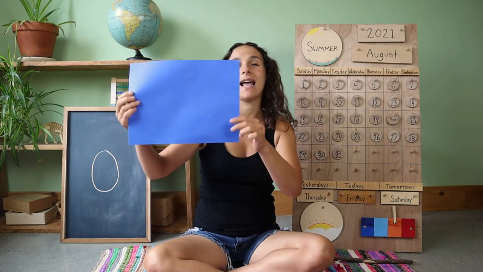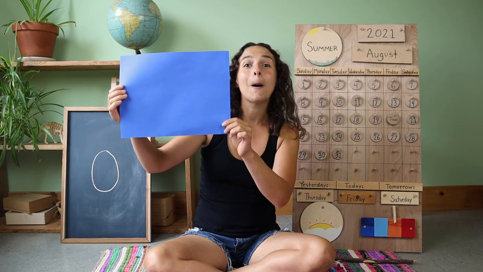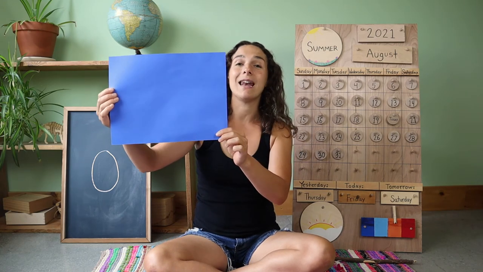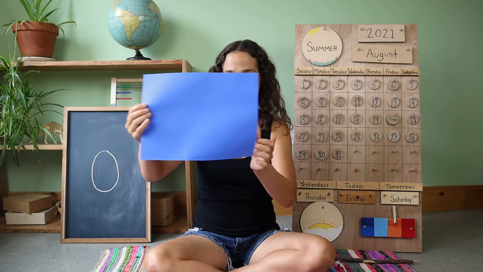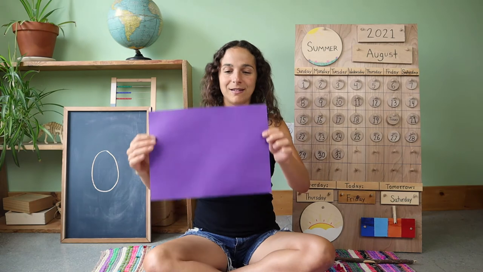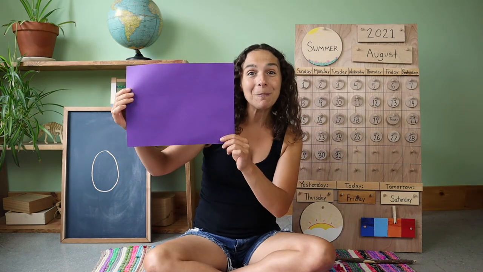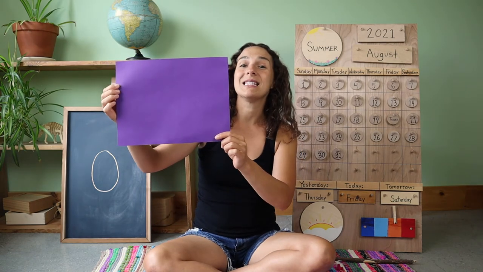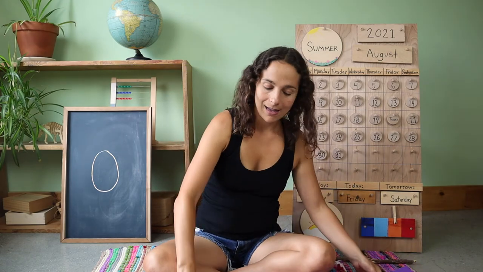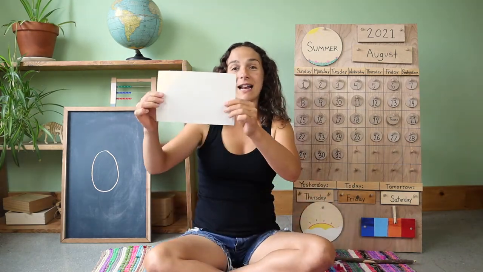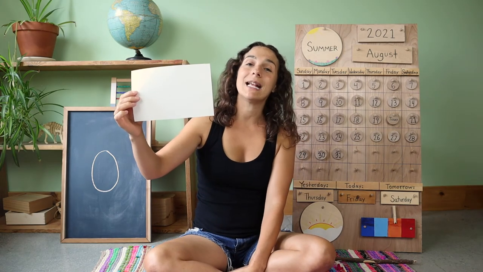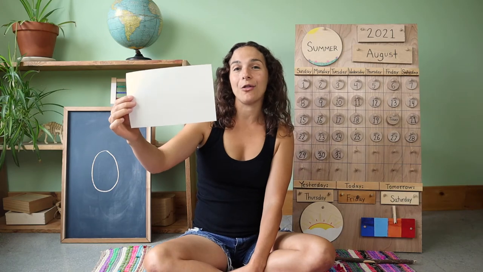The next color that I have is blue. Blue is a very calming and inviting color. We have two more colors. Purple. Purple is a mysterious color. And the last color that I have is white. White is a very clean and healthy color.